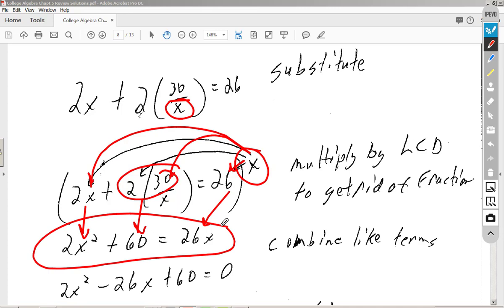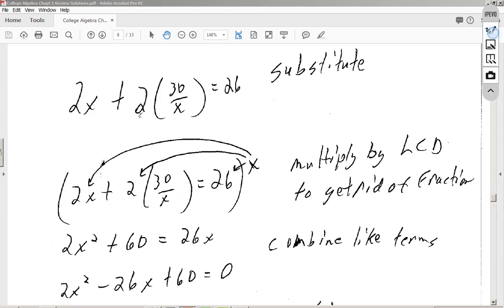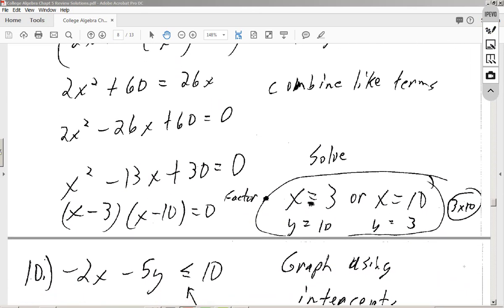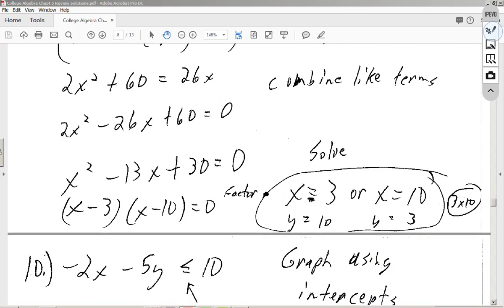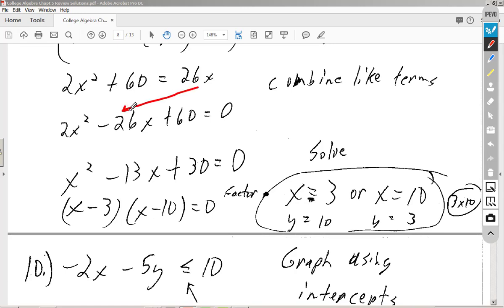I'm going to put it in descending order so I can go ahead and factor it. So I'm going to bring the 26x over. When I bring the 26x over, that's subtracting 26x from both sides. And now I have my equation, 2x squared minus 26x plus 60 equals 0. To make it easier to factor this, I'm going to divide everything by 2. So when I do that, I end up with x squared.